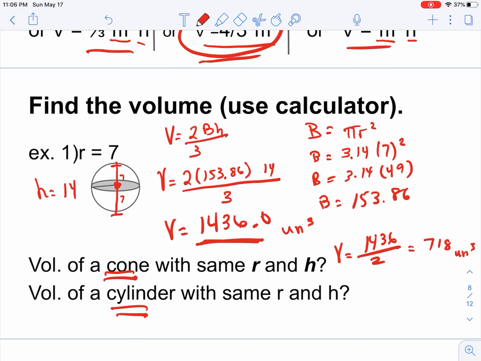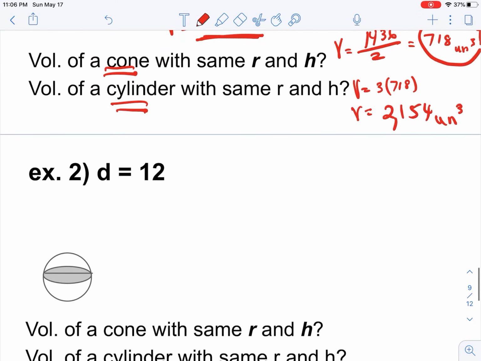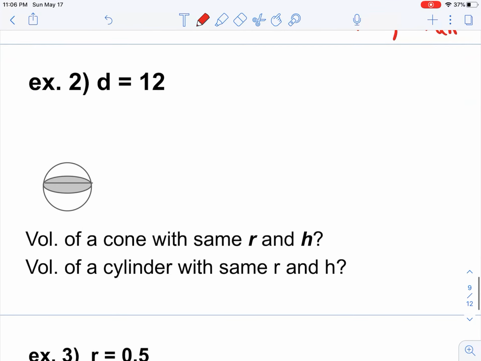Well, what about a cylinder? Well, a cylinder is the same as 3 cones. Now, if I know that 1 cone is this, just take it and multiply it times 3. I gotta use my calculator for that. So 718 times 3 equals. So there you go. Units cubed. Let's try another one. So it's all about getting back to the cone after this.